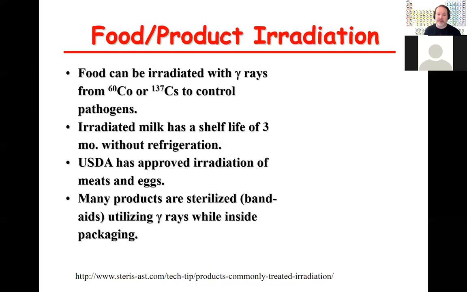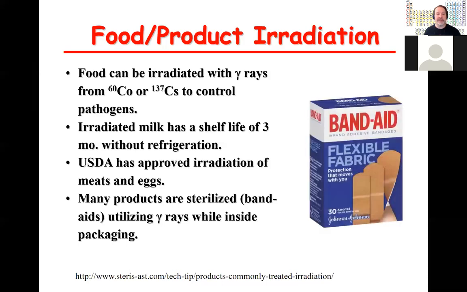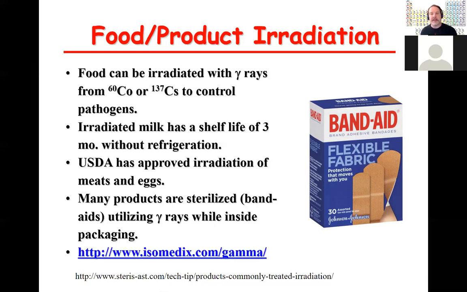Many of the products you use, like Band-Aids, are sterilized using gamma rays. This way you can sterilize things while they're in a package. I mean, how do you sterilize something, put it in the package and keep it sterile? Well, these rays go right through the package and kill the germs. There's a company that specializes in doing that, and that's where I took some of this information from. So amazing, there are some great things you can do with that.